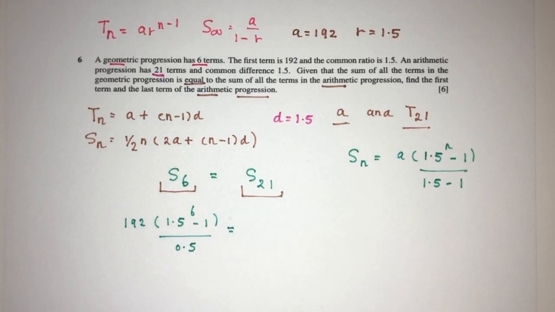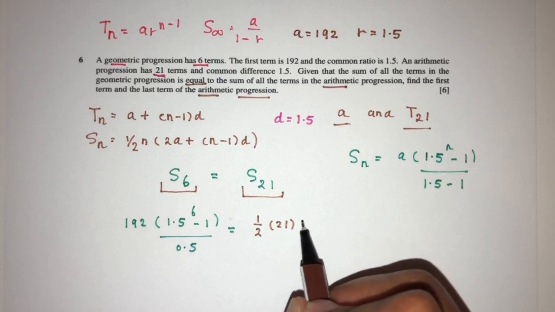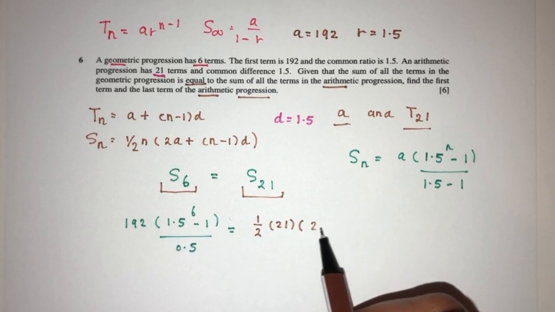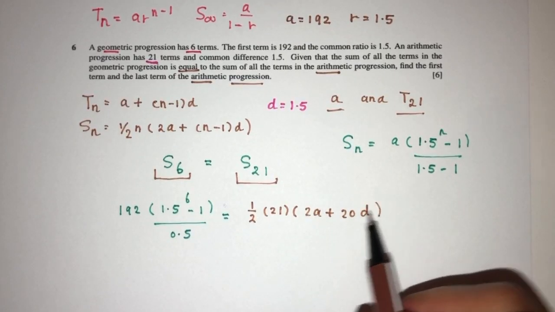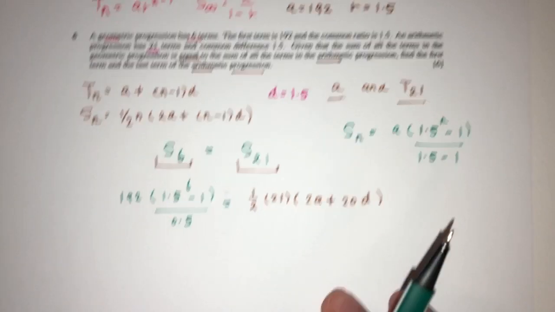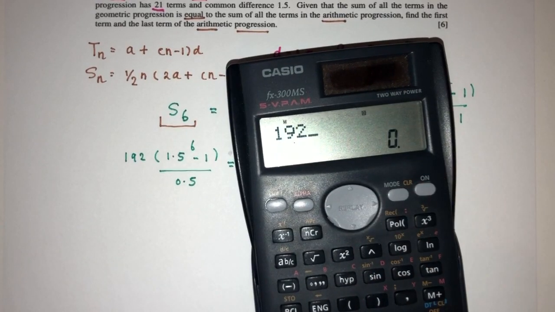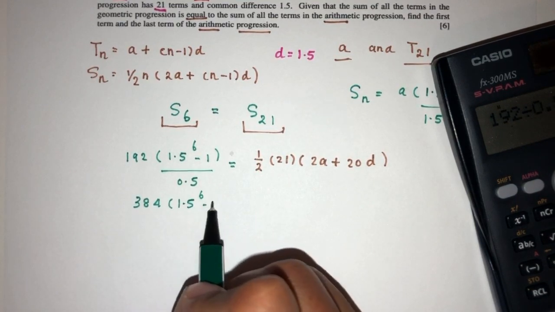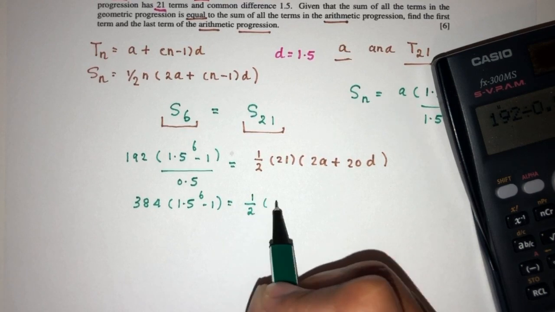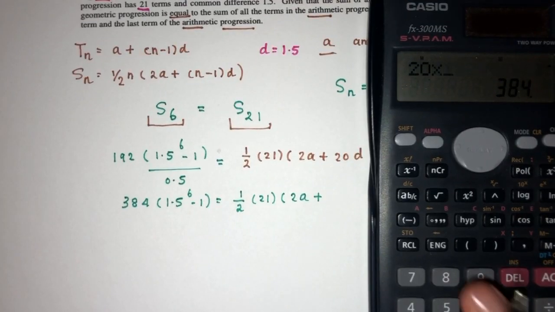That should be equal to the sum of the first 21 terms. Let's see what we have here. That will be half, n is 21, 2a, 2 times a, which we don't know, plus n minus 1. n is 21, minus 1 is 20, times d, the difference. I think we know this, it is 1.5. So I will replace it afterwards. For now, we can just try to solve this. Here we have 192 divided by 0.5, which should be 384, times 1.5 to the power 6 minus 1. Here we have half, 21, and 2a plus 20 times 1.5, which should be 30.